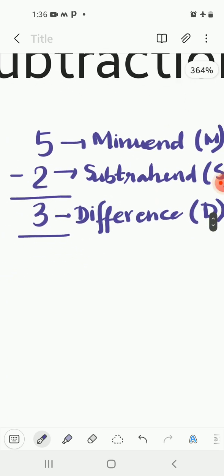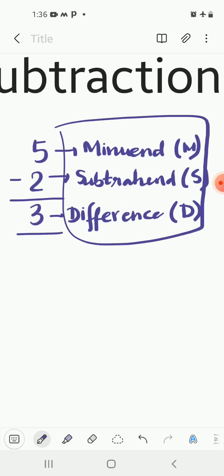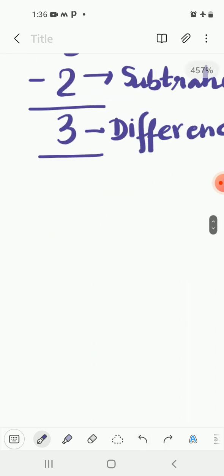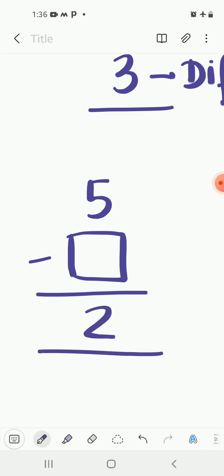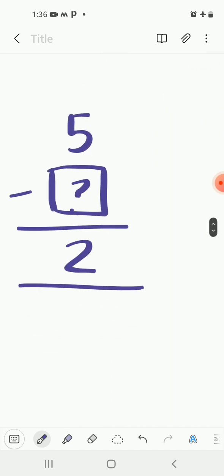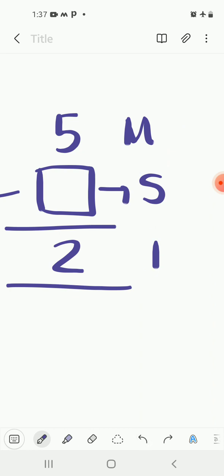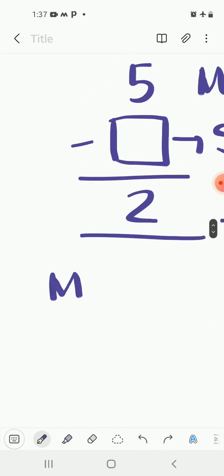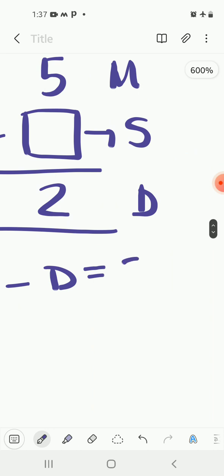So we can find different answers by knowing these three terms. I'll show you how. For example, if we are asked to find 5 minus something is equal to 2, how can we find this? First, find out which part is missing. This is the subtrahend which is missing. This is the minuend and this is the difference. So when we have to find the subtrahend, and the minuend and the difference are given, we simply do minuend minus difference.